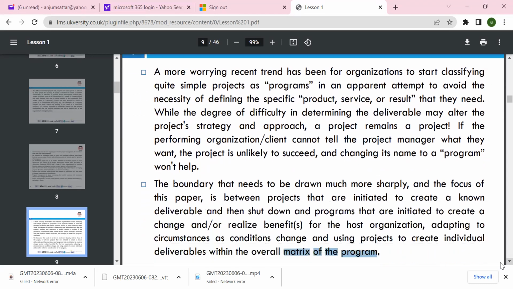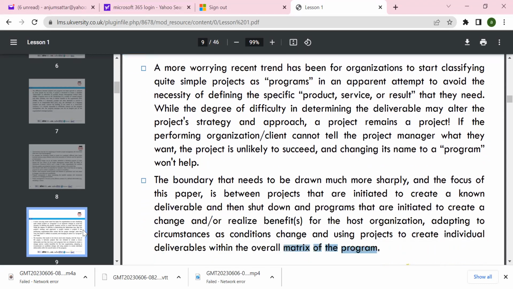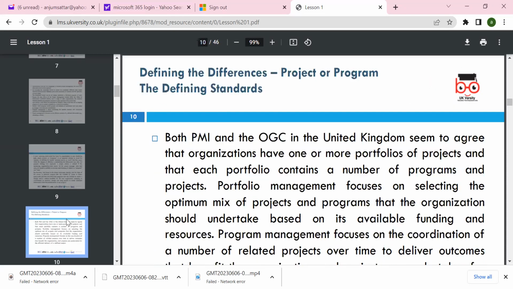And a program always looks at the matrix, which means the organization structure. You look around the matrix structure as well, and various others which we can look at in a minute. Both PMI, the Project Management Institute, and OGC, the Office of Government Commerce in the UK, say an organization may have one or more portfolios of projects.